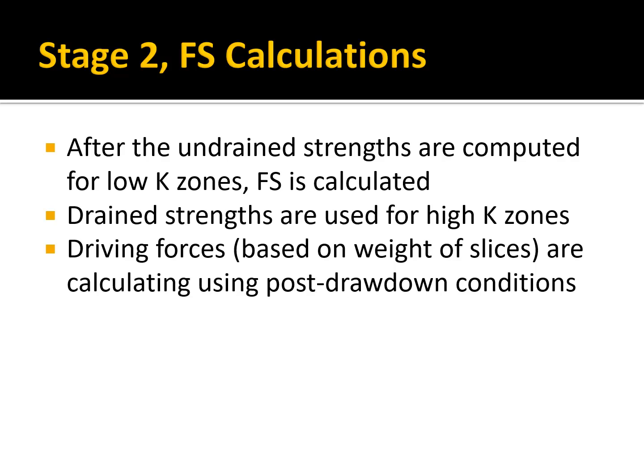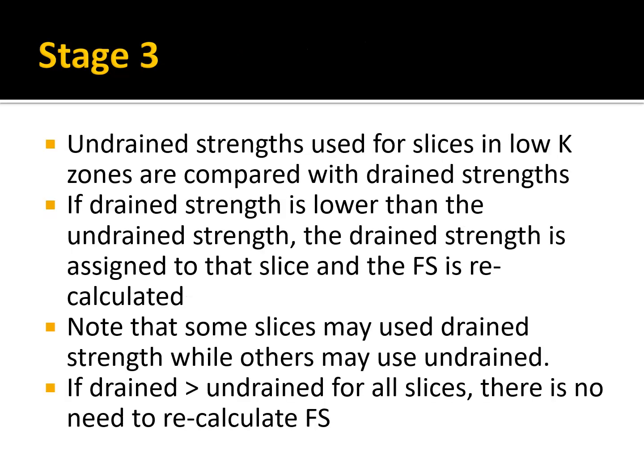And so then once we have these undrained strengths, we calculate the factor of safety. If you have a high K zone, like a sandy shell, you'd use drained strengths. And for the low permeability soils, use the undrained strengths. And then our driving forces, based on the weight of the slices, are calculated using post-drawdown conditions, so no buoyancy effect. All right, so that gives us the factor of safety of stage 2. Then we proceed to stage 3.